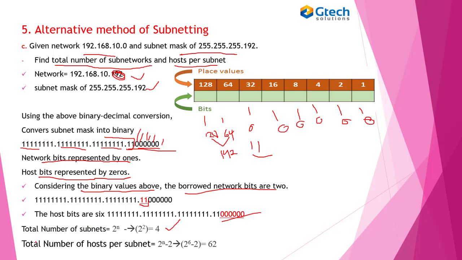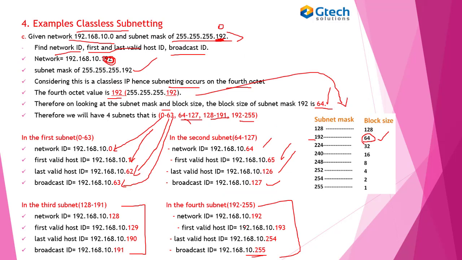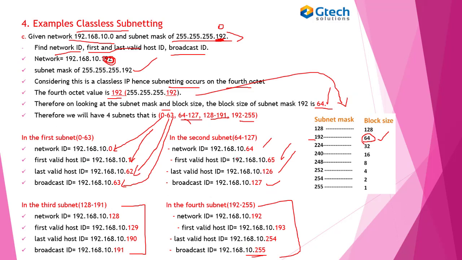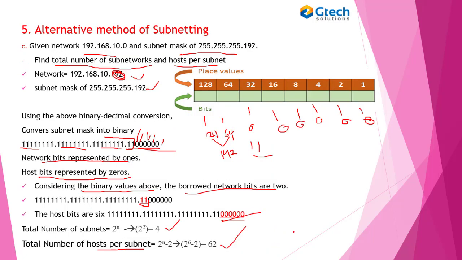Okay, for the total number of hosts per subnet, we are going to use a formula of 2 raised to n minus 2, where n is the number of the host bits, which are 6. 2 to the 6 minus 2 gets 62. This is the same case as here. We said how many total number of subnets do we have? 4. So let's see. We have 1, 2, 3, 4.